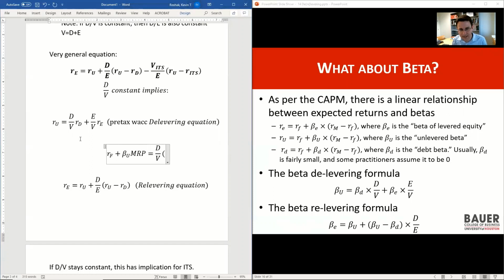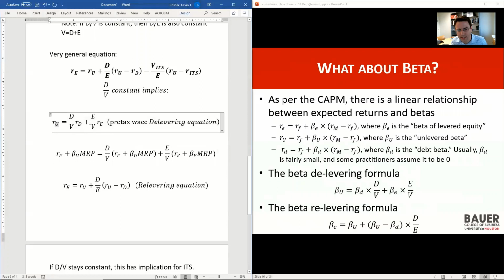Well, what is the return on the debt according to CAPM? Well, it's the risk-free rate plus the beta on the debt times the market risk premium. And what about equity? We have the return on equity. Well, according to the CAPM, what's the return on equity? It's the risk-free rate plus the beta of the equity times the market risk premium. So all I did was I took this delevering equation and I just put in the CAPM equation in its place using betas instead of the rates.